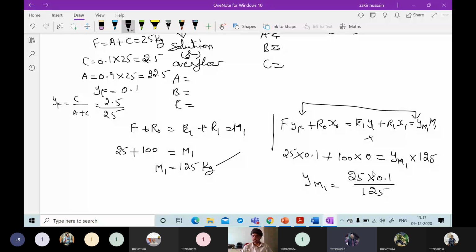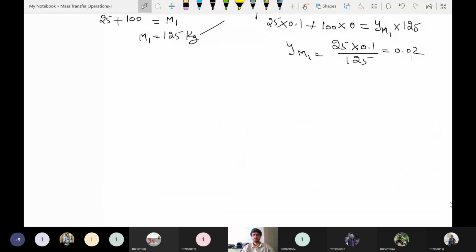That is 0.02. Now we have all the handy parameters.